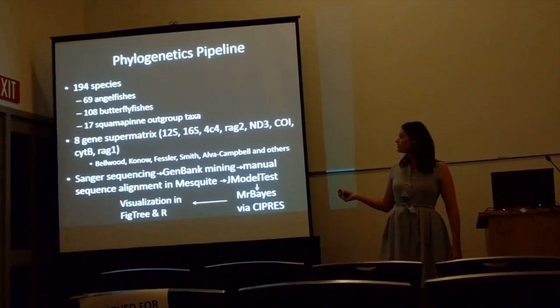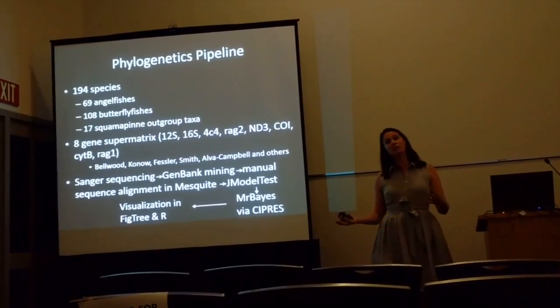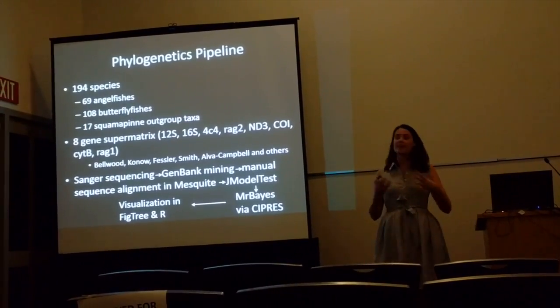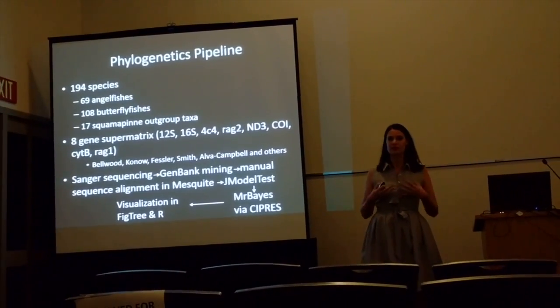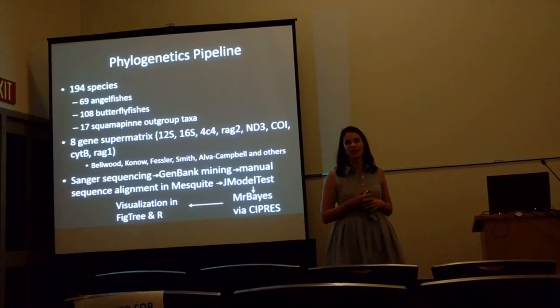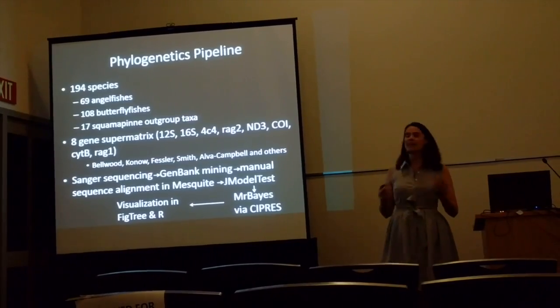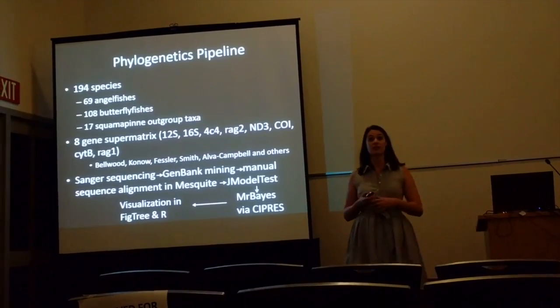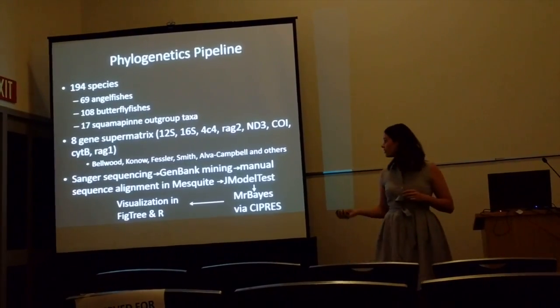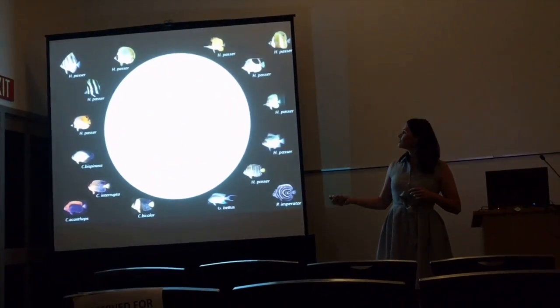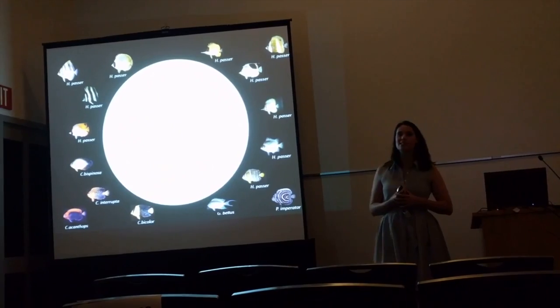Our supermatrix was from Sanger sequencing that several folks did, and we also mined a lot of sequences from GenBank, concatenating everything into a supermatrix that serves as the input for all the phylogenetic analyses that follow. And this is our pipeline that we used. Today I'm just going to be exploring the Bayesian analyses that we came up with. So without further ado, this is our Bayesian consensus tree.